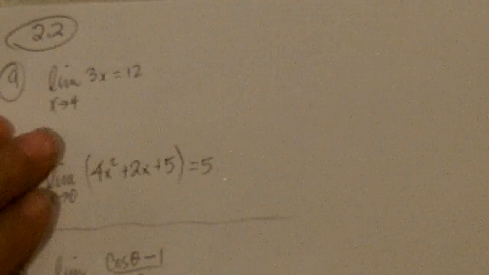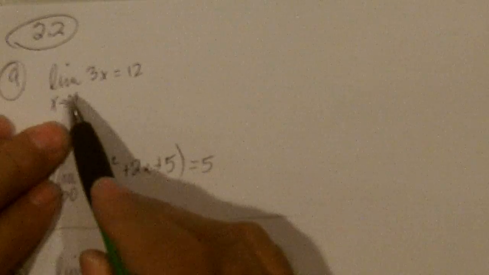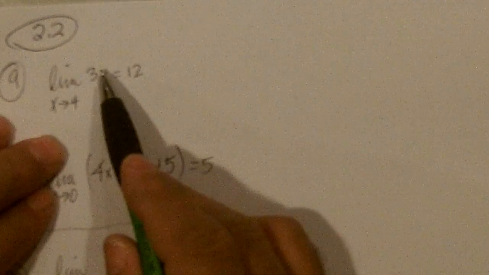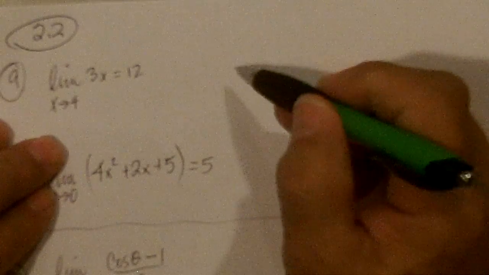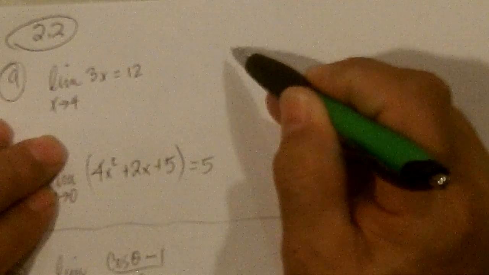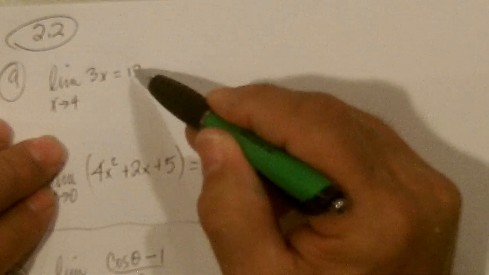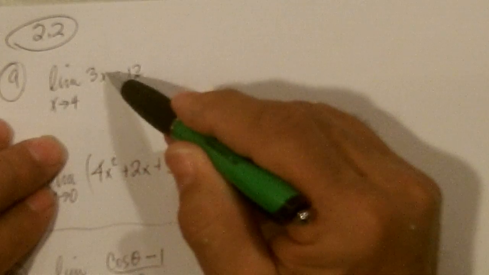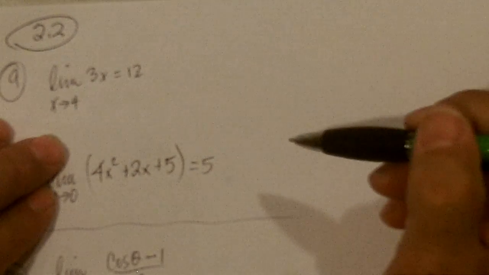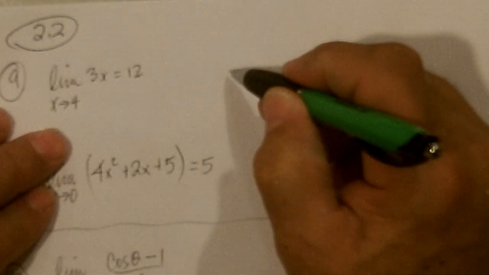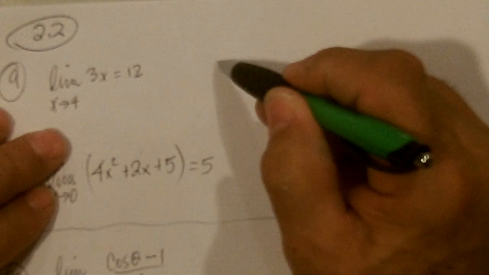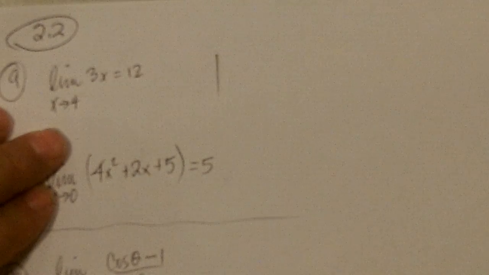All right, 2.2, and it says show that 12 is the limit of this by using the definition, which means that if this is really the limit of this, then the difference between this and this will approach 0. So we're going to look at this in terms of absolute value.